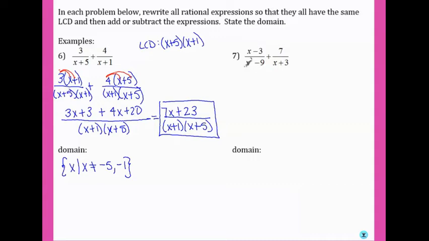So number 7, we're going to factor this denominator first. This denominator can't be factored. For our LCD, this one wants both of those factors. This denominator is part of those factors, so we don't need to write it again.